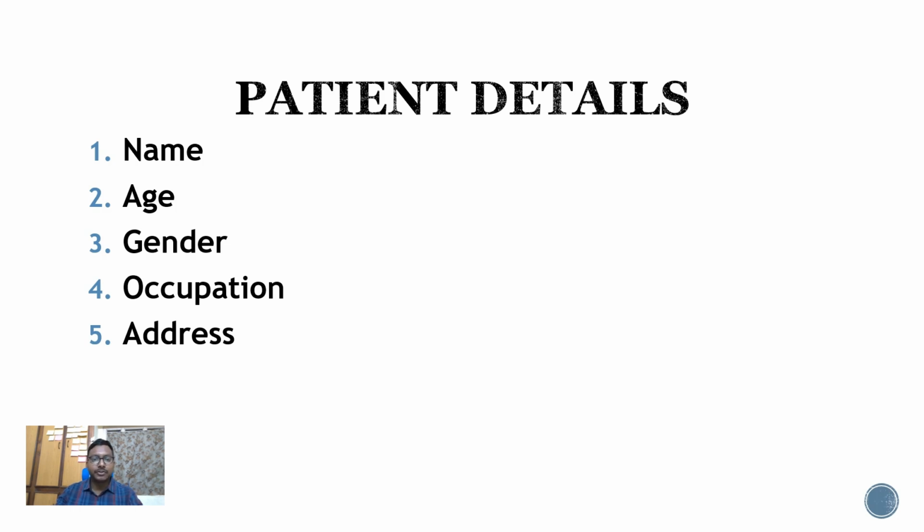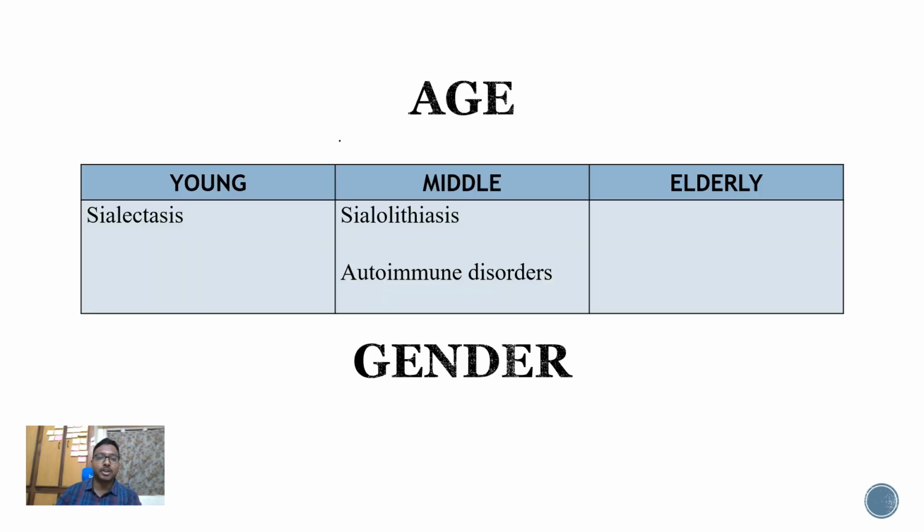Okay, so first one is patient details. So the basic headings we will be asking regarding patient details is, one is name, then age, gender, occupation, address. So what is the importance of each thing in patient details? So the first one is age.